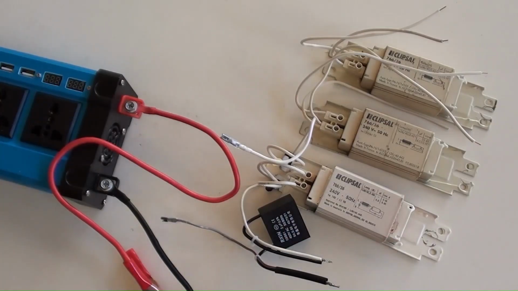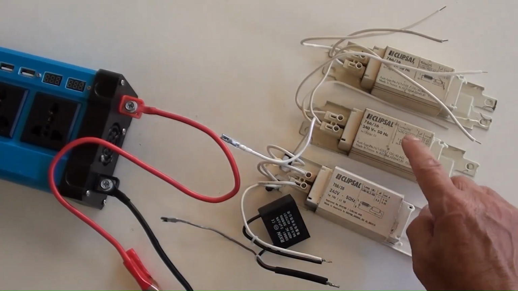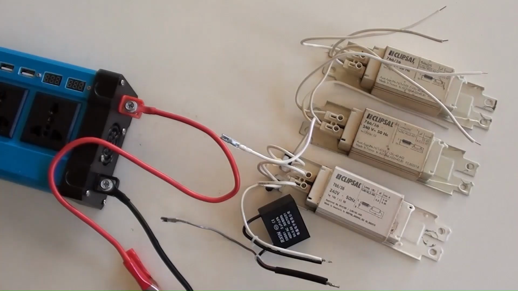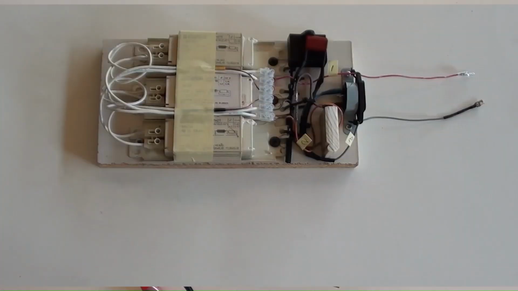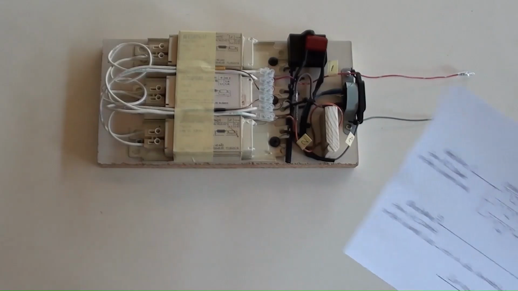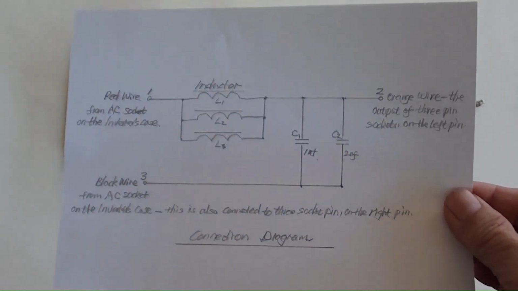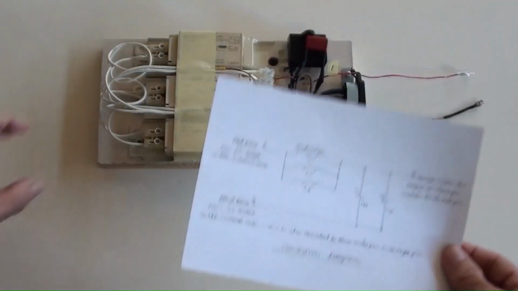A 2 μF capacitor, 3 inductors from recycled fluorescent light, and that inverter together will make a sine wave inverter. Here we go. 3 inductors, 2 capacitors, an output socket, and a pair of wires for connecting the inverter have been secured on the board. They are connected according to this diagram.